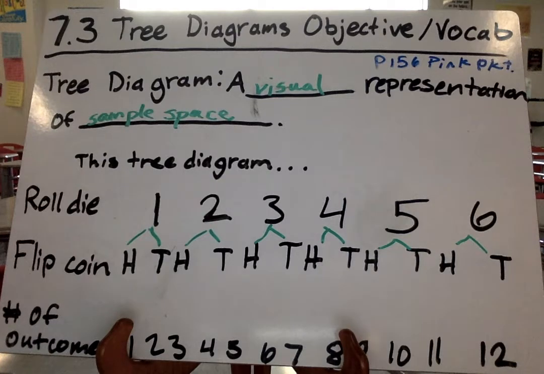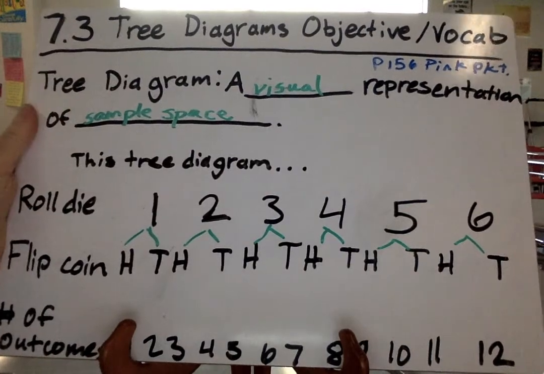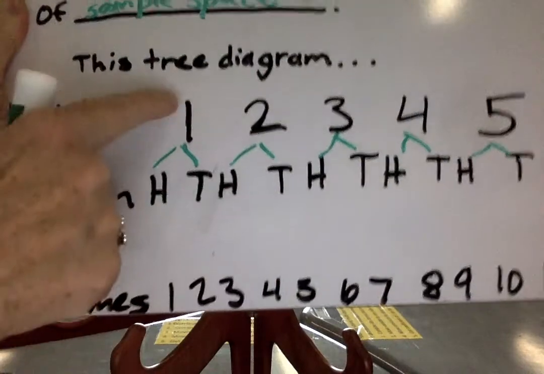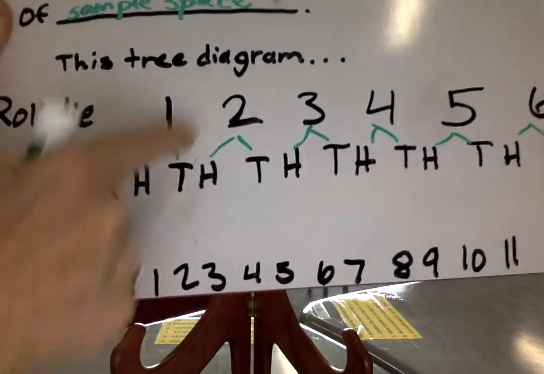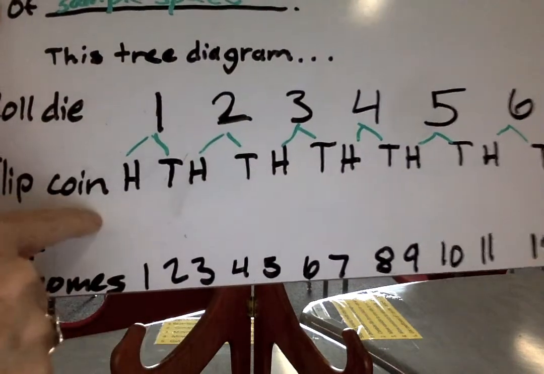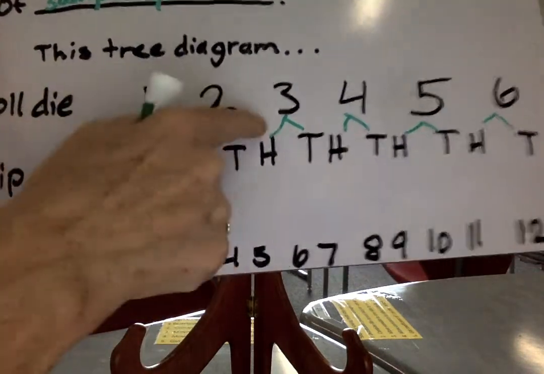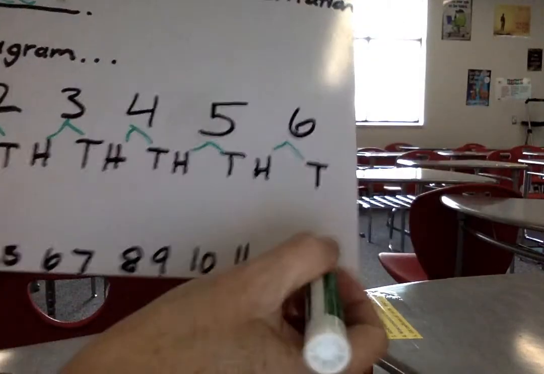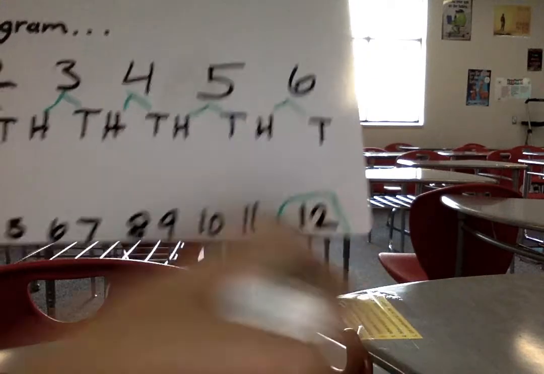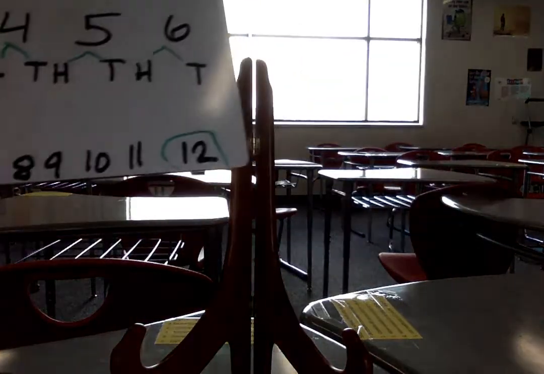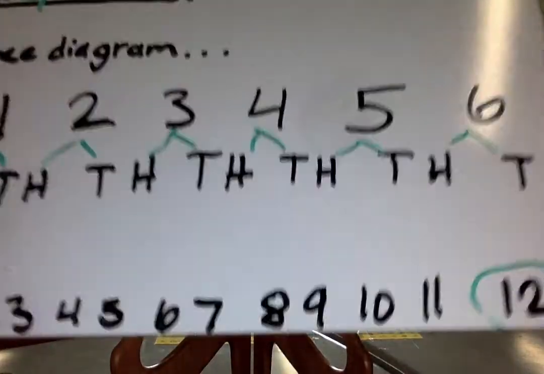And so each of these shows our number of outcomes. One outcome could be one and heads. Another outcome could be one and tails. Another outcome, two and heads. Another outcome, two and tails. So we can count up 1, 2, 3, 4, 5, 6, 7, 8, 9, 10, 11, 12. There are 12 possible outcomes, and that's what you want to circle on your paper. Okay? Next, we're going to go ahead and go on.